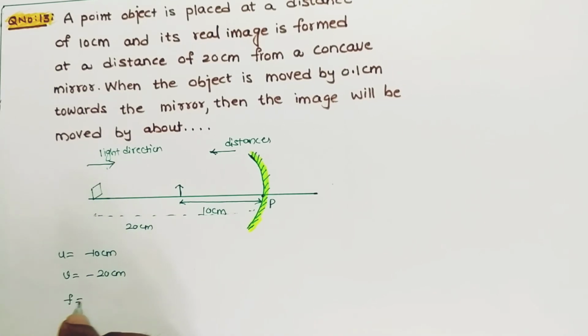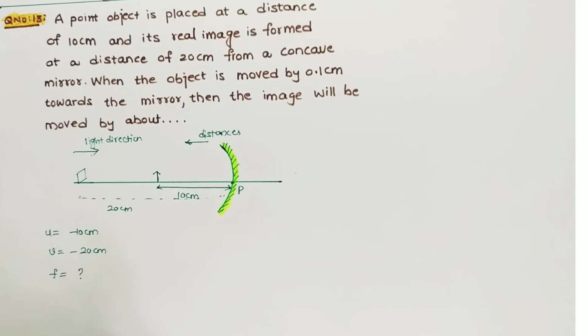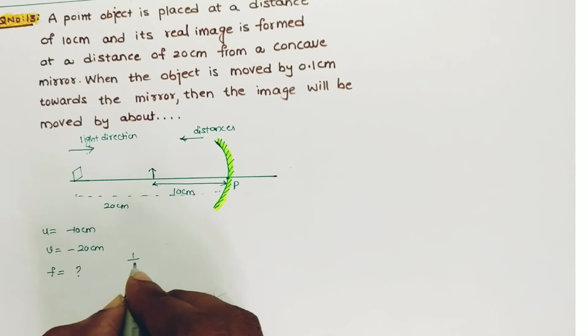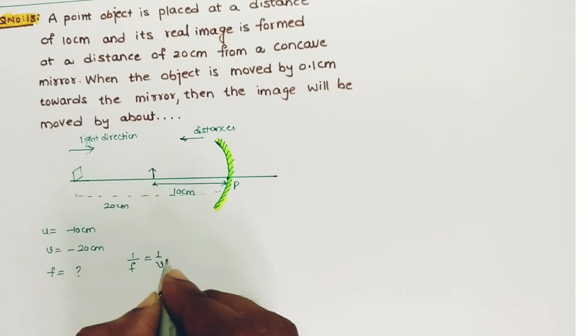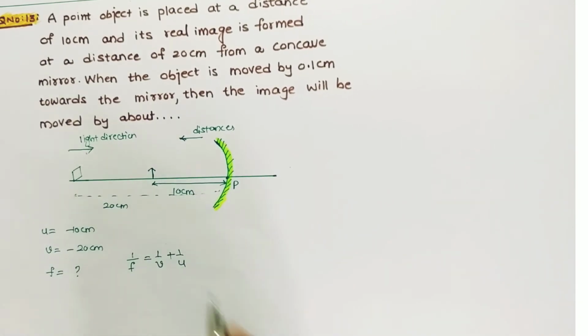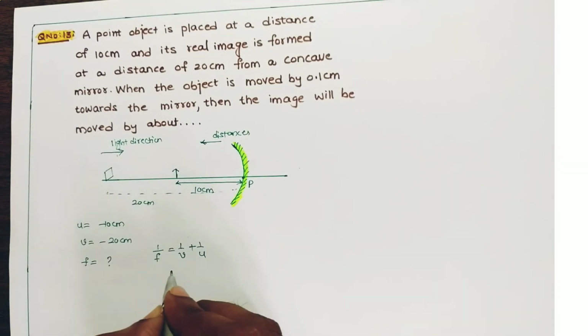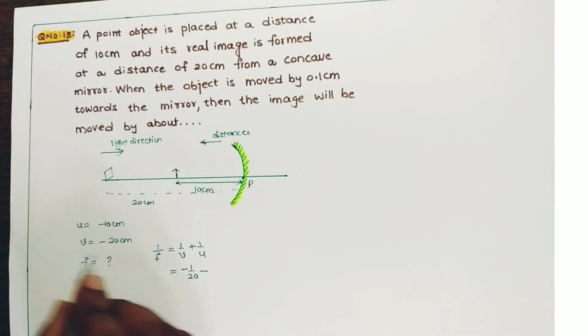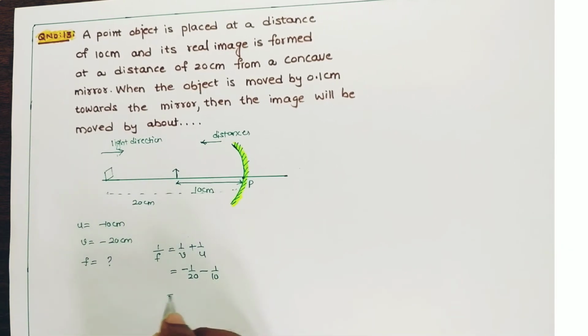Here we have to find the focal length, and we have the mirror formula, that is 1 by f is equal to 1 by v plus 1 by u. So here 1 by v means minus 1 by 20, minus 1 by 10. The LCM is 20, so minus 1 and minus 2 gives minus 3 by 20. This is the 1 by f value.